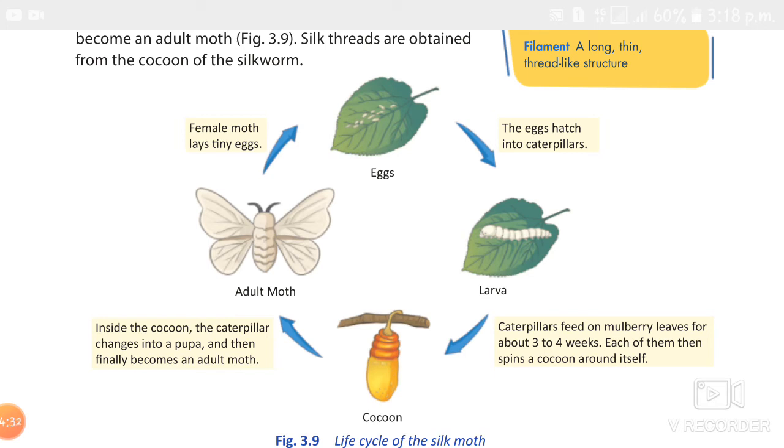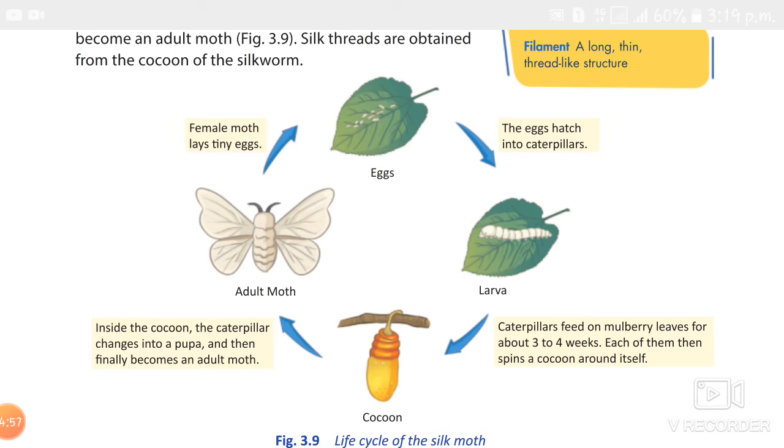Once the caterpillars are about a month old, they stop eating. After growing that much, it stops eating. The caterpillar secretes fine filaments from 2 glands on its head. In the caterpillar's head, 2 glands are there, and it secretes the filaments.